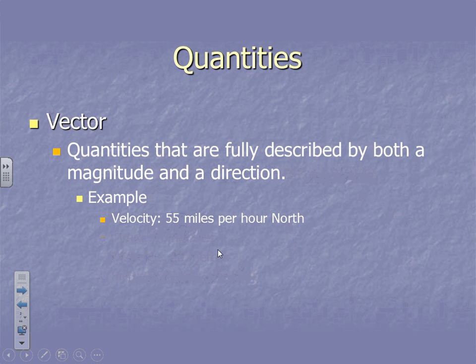So now, we can talk about a vector quantity, which is a quantity that is fully described by both a magnitude and a direction. The example of this would be the term that we're going to talk about today, velocity. So velocity is about 55 miles per hour north. Here is the magnitude, 55 miles per hour, and then of course the direction, north. So that would be a vector type of quantity. We'll get into that a little bit further in a little bit.